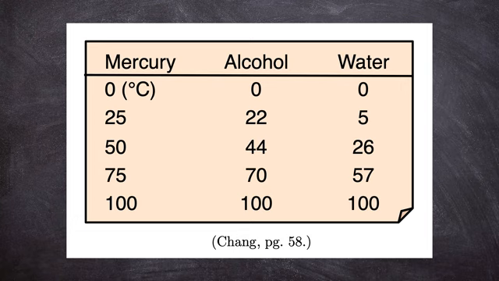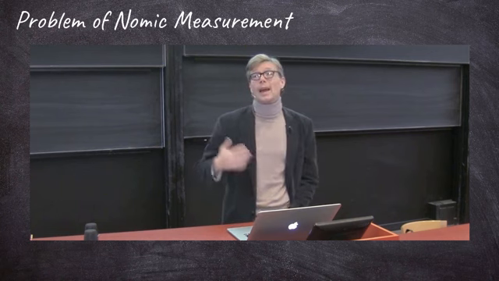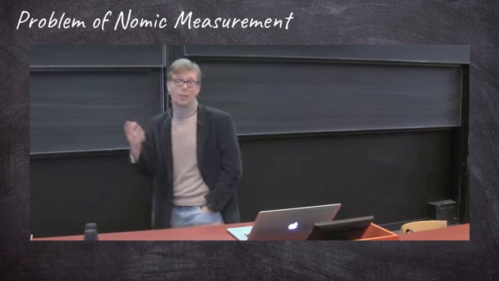So what did people do? Well, they faced the so-called problem of gnomic measurement. That is the circularity problem that I've illustrated.